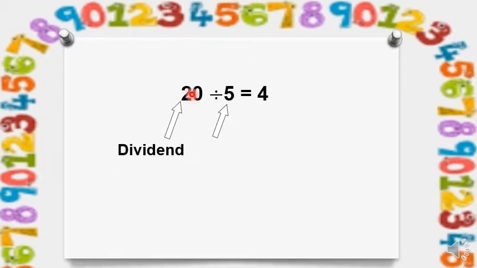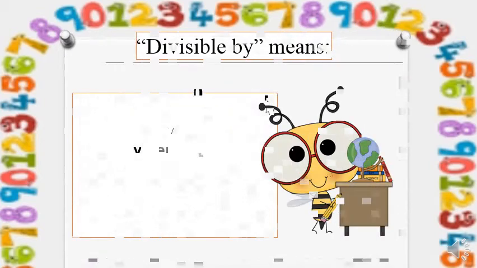Now, 20 divided by 5 give me 4. 20 is called the dividend, 5 is called the divisor and 4 is called the quotient. Quotient is the answer of division. When I divide 20 by 5 give me 4, or if I divide 20 by 4 will give me 5.